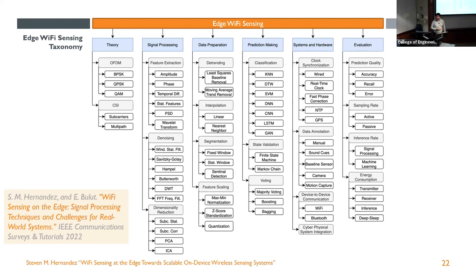And outside of that, there's also evaluation. Everyone considers things like accuracy and error for these systems. That's obvious. But we also have to consider sampling rate, like we talked about previously. What about the prediction rate? How quickly can we make predictions? And since these are embedded devices and potentially mobile devices, how much energy is consumed by these devices?